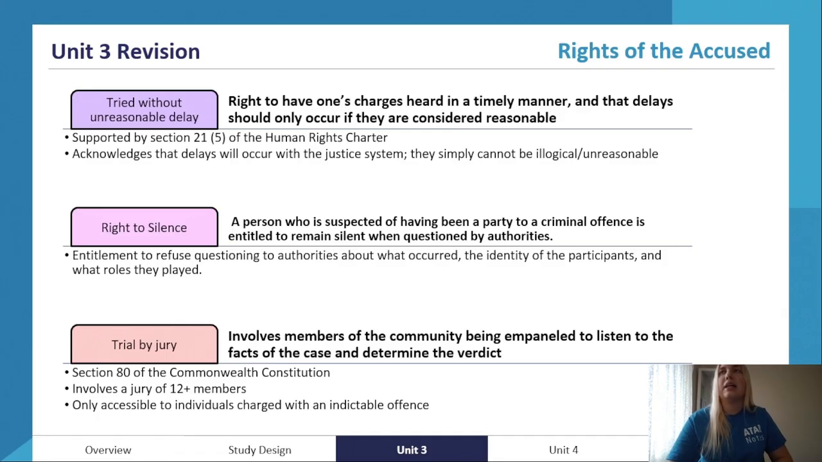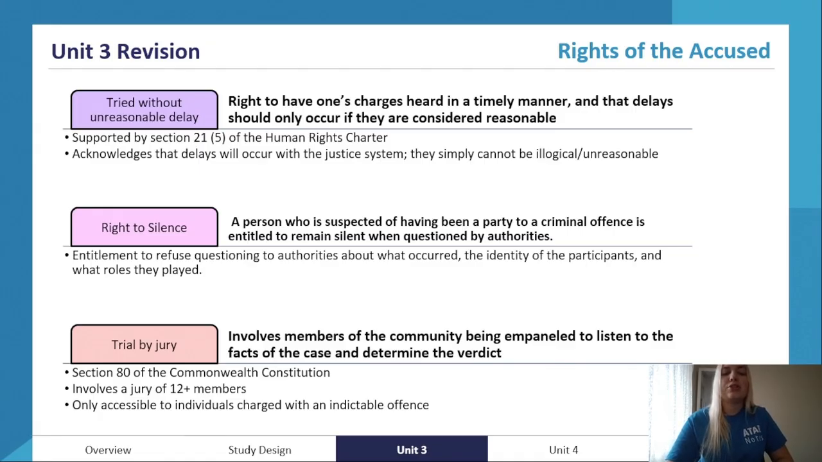Essentially, they're allowed to remain silent when being questioned by authorities about anything, about what happened, the identity of people involved, what roles that person played, to avoid incriminating themselves, and they can even choose to not say anything at all. This is the first thing that is said to someone when they're getting arrested because we need to make sure that they know about it straight away, that they have this right to silence. And that's why this occurs.